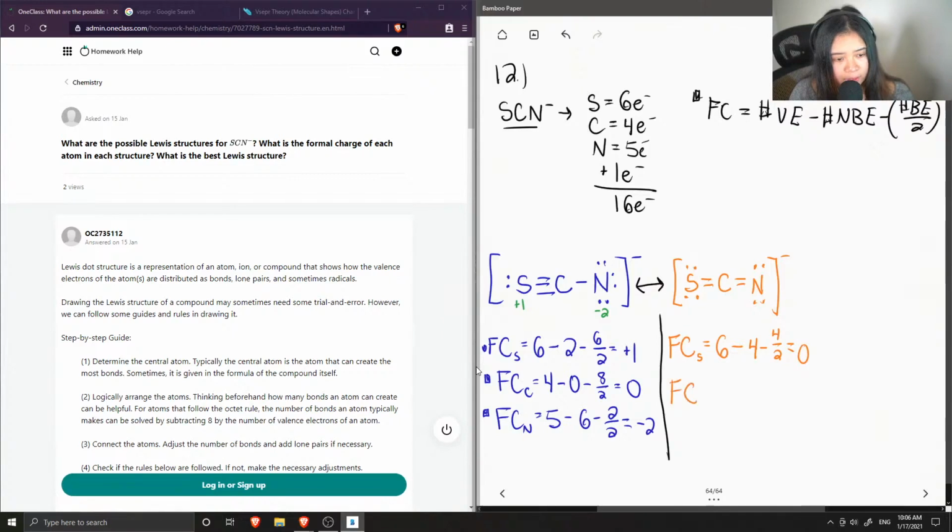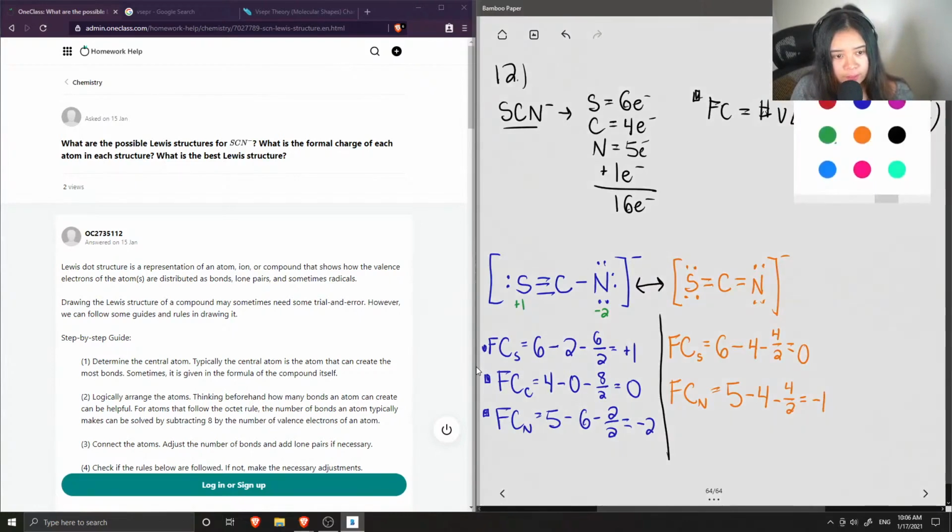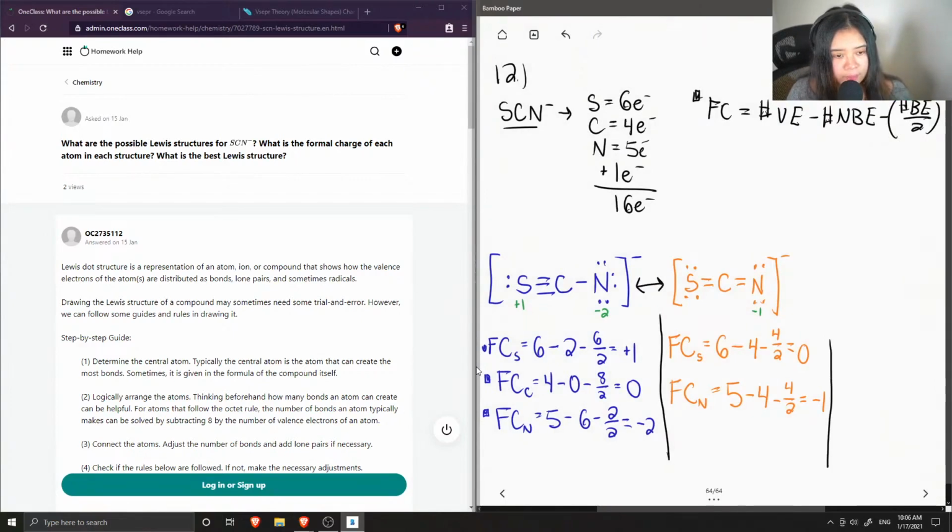And the formal charge of nitrogen is 5 minus 4 minus 4 divided by 2. So 5 minus 4 minus 2 is -1. So we know the nitrogen just has that -1 charge. So this is why the overall ion has the -1 charge.